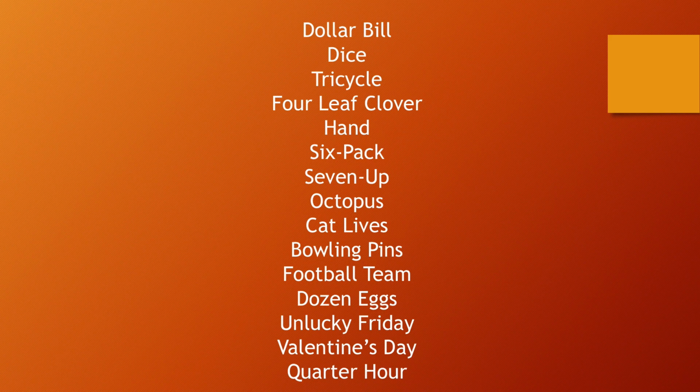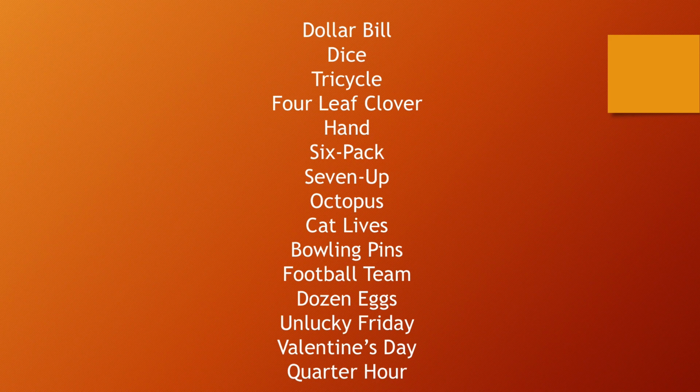Here's the pattern. Here's the secret. Each one of these are in order with a number. A dollar bill is 1. Dice, that's 2. Tricycle is 3. So do you see the pattern now? I'm going to let you look at the list again, knowing this one little bit of information now that I have shared with you. This is your strategy. Each word is with a number.